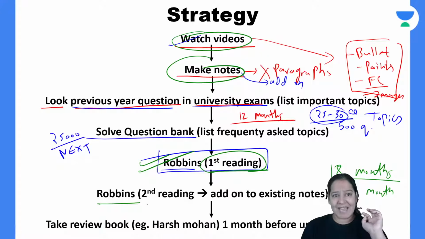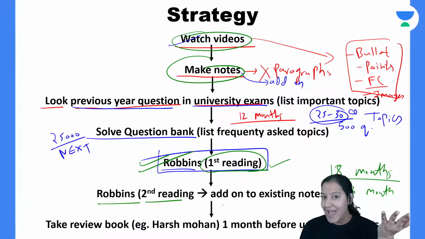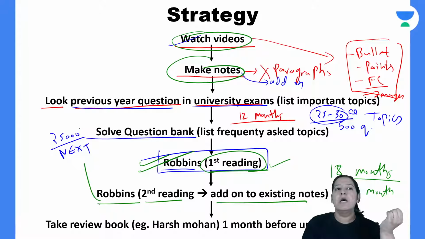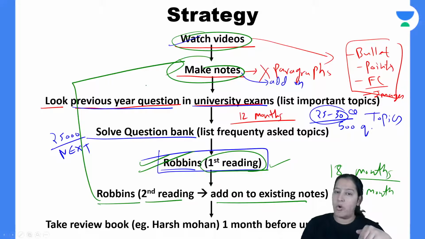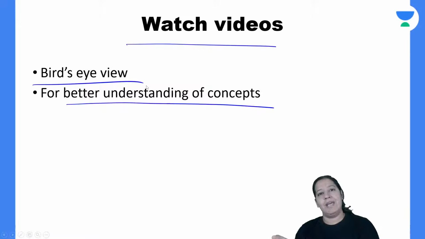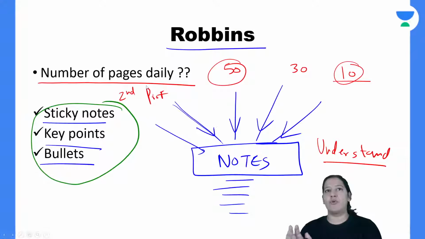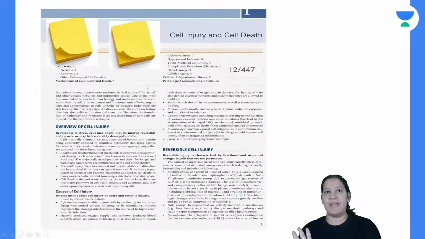So Robbins second read. If you are going to do two reads now, in the first read, don't add on notes. In the second read, you will have a better understanding, then add on to your existing notes. So read Robbins and add to your notes the extra points which you are getting in Robbins, which are not included in your notes. You have to include that. Now we have discussed how many pages you have to read daily. That is the number of pages. That is the biggest question.